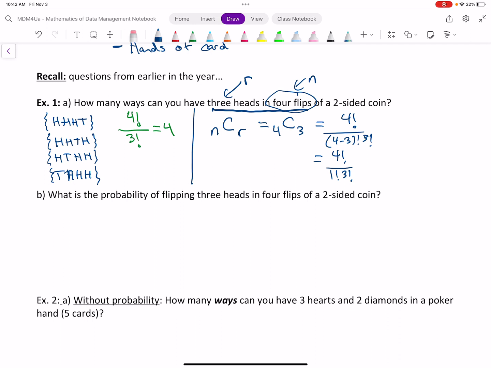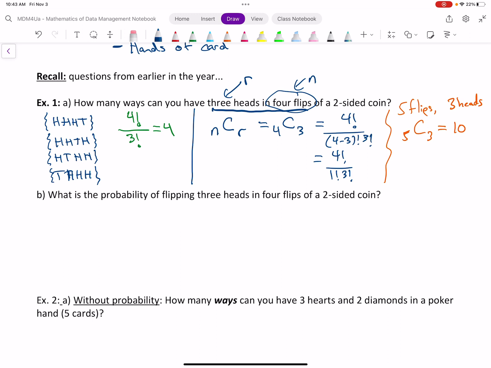You could change this. Let's say you had 5 flips and 3 heads. It still will work. You just take the total number of flips, 5, C3, you plug it in, and you get 10. To create a tree diagram with 5 flips would be really cumbersome and long, and it'd be easy to make a mistake. So how can this be used to find the probability?